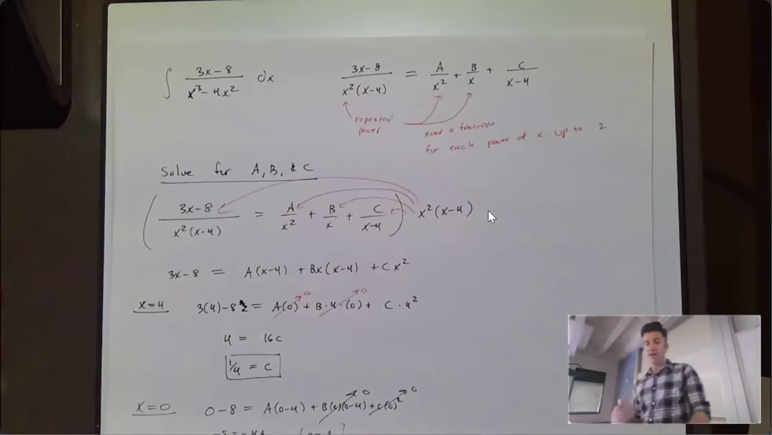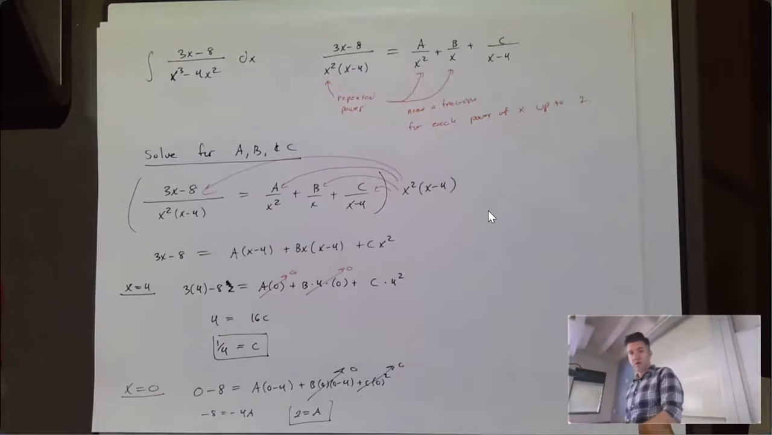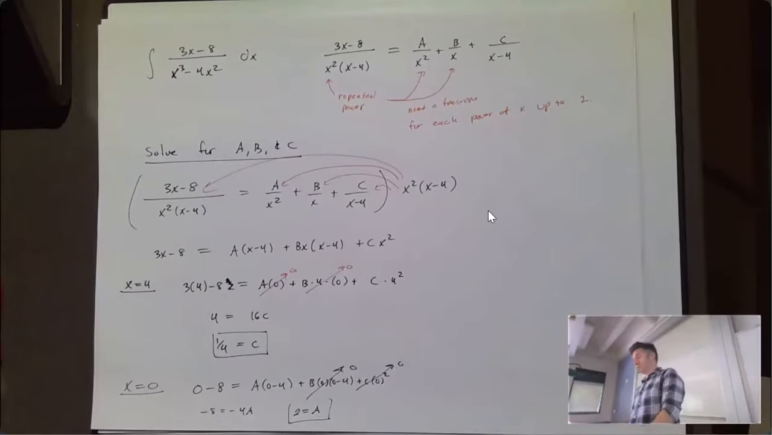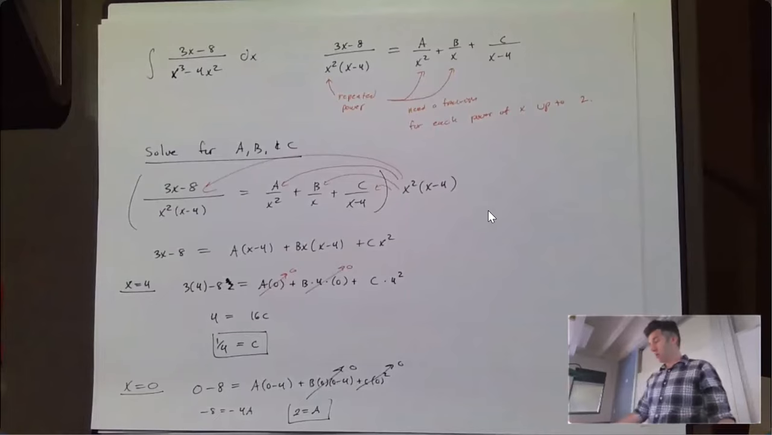But now we've run out of convenient values. There's no other value of x that's going to make things become 0. So at this point, you have a couple different options. One option, if you have exactly one thing left to find, is just to pick another value of x. So you could totally pick x equal to 1, plug in your a value and your c value, and solve for your b value. That's not what I prefer to do.